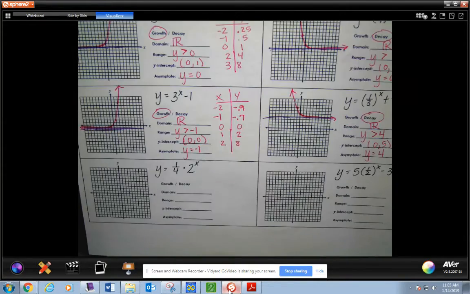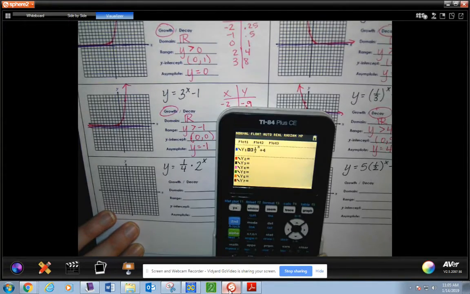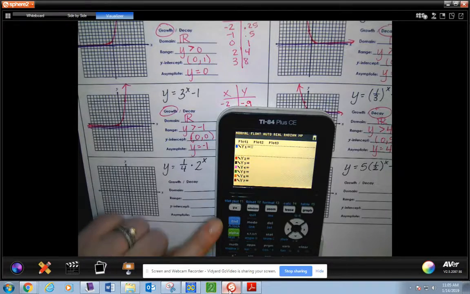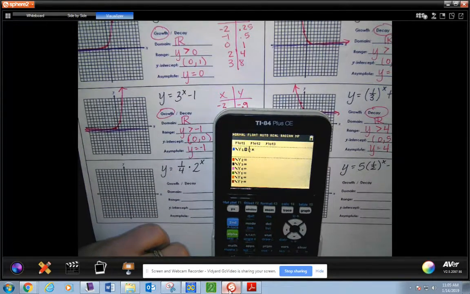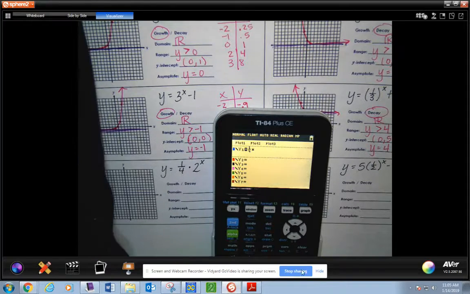Okay, 2 more. All right, we're going to do y equals 1/4 times. Well, I'm going to pause during announcements 1 second.